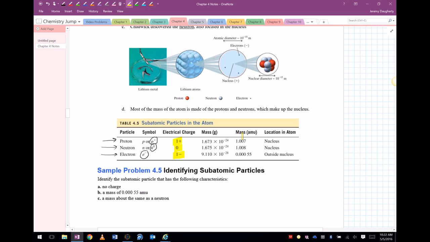Now, relative mass. The relative mass of a proton is 1. Relative mass of a neutron is 1. The relative mass of an electron is 0. So you can remember this, or really what you need is that it's 0. And then location. To say that the proton and neutron are located in the nucleus is wrong, because the protons and the neutrons are the nucleus.